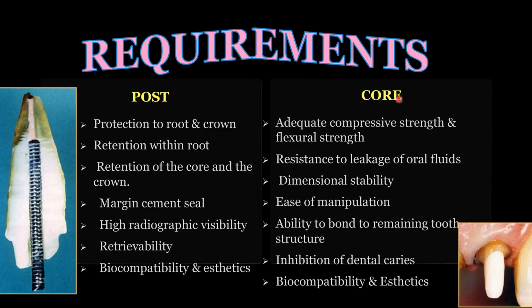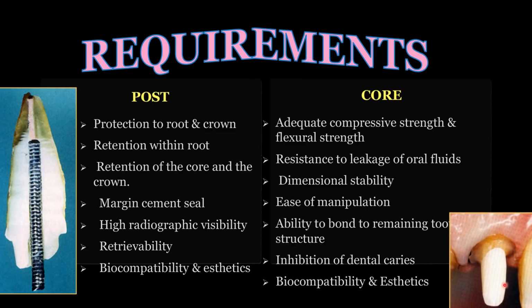Now the core. Core is the material which will help us to build the coronal structure. So first of all, it should have adequate compressive strength and flexural strength, because the crown will come over it and all the stresses will be placed on it. Then it should be resistant to the leakage of oral fluids. It should be dimensionally stable. Ease of manipulation is very important when we are using a direct material. We are building the coronal structure with a direct restorative material.